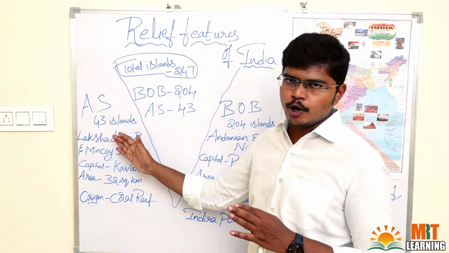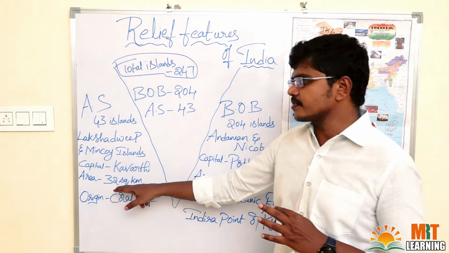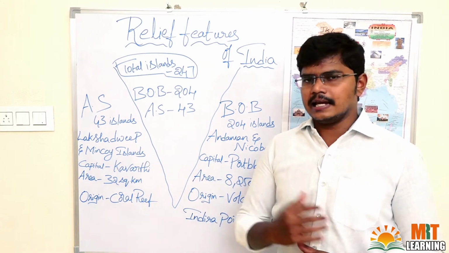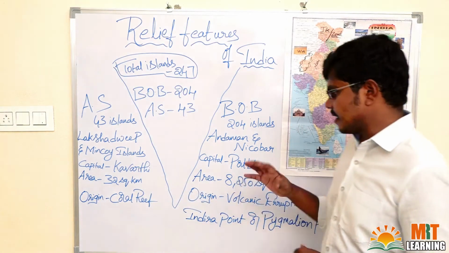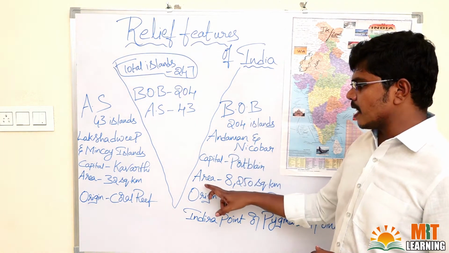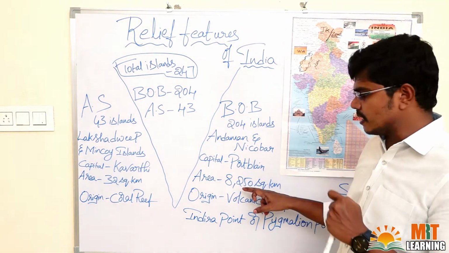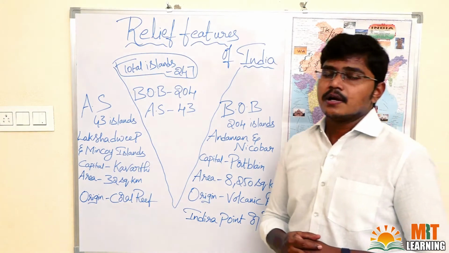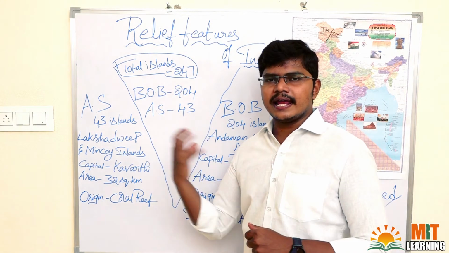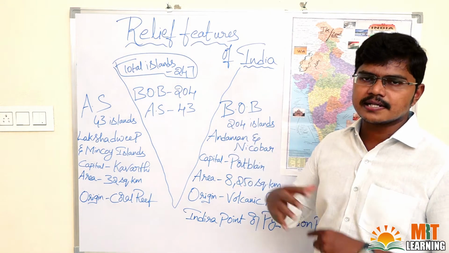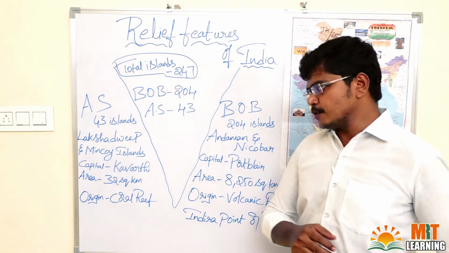Next, coming to the area of Lakshadweep. The area of Lakshadweep is 32 square kilometers. That means very small islands. Next, what is the area of Andaman and Nicobar Islands? The area is 8,250 square kilometers. That's why Andaman and Nicobar Islands is considered the largest island group.